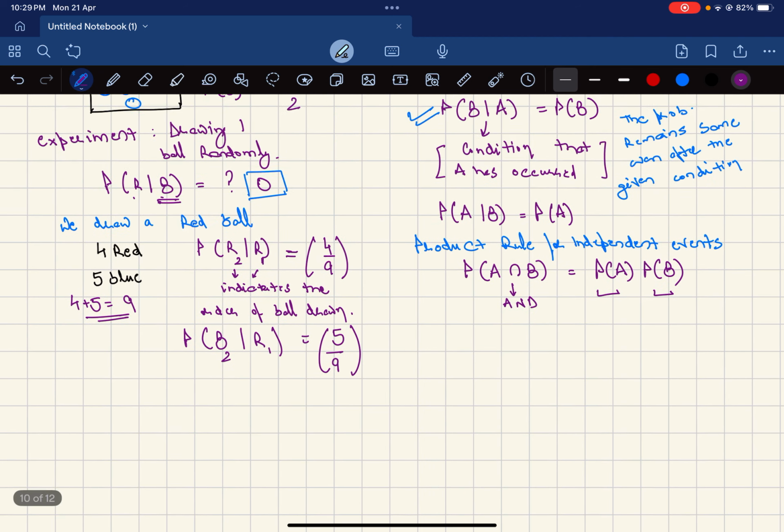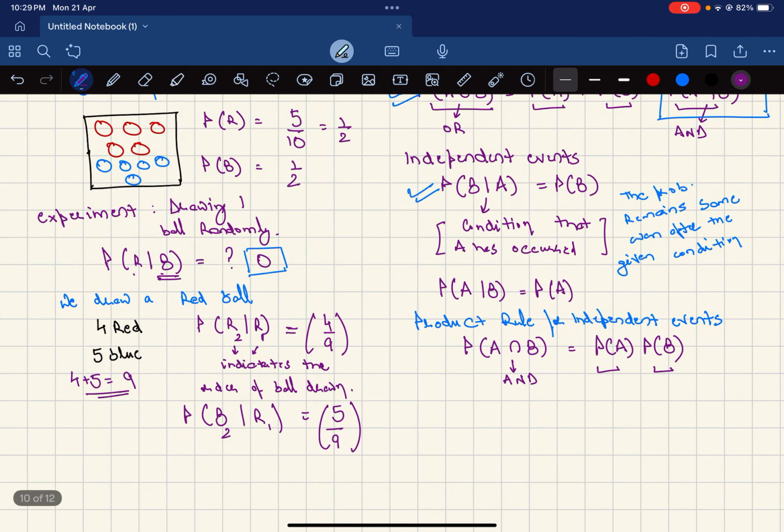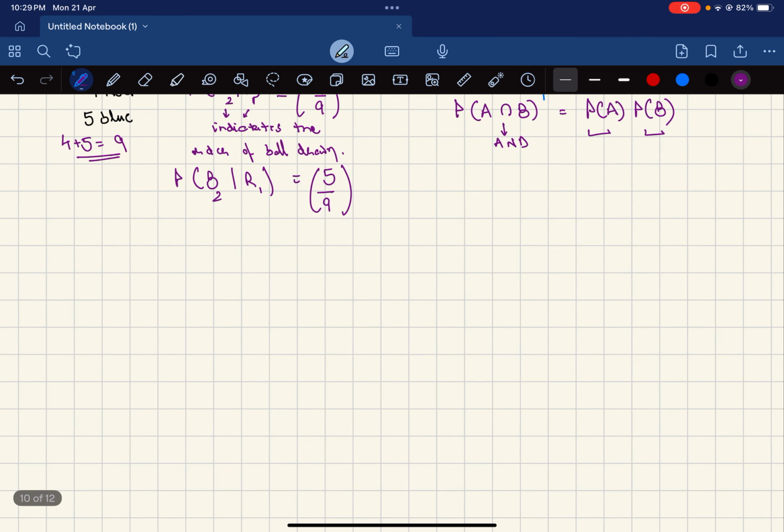Now moving on, we'll look at some more applications of this conditional probability, but let us say first we would like to cover another major topic here. These are marginal and joint probabilities.